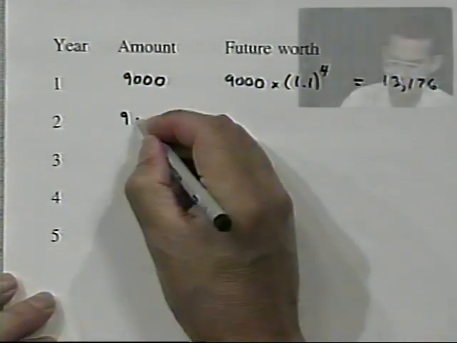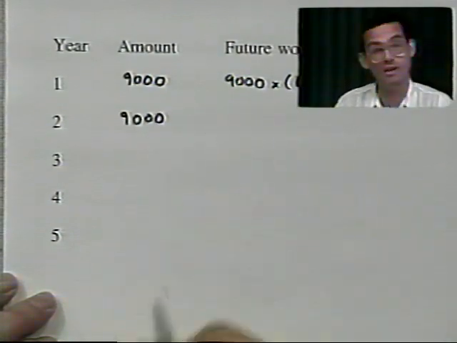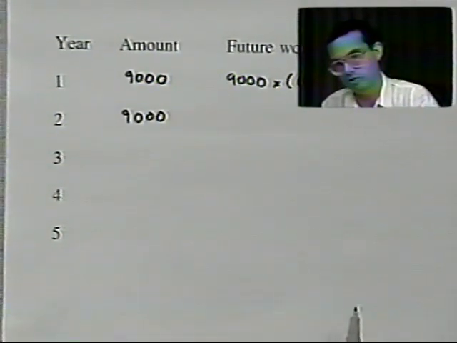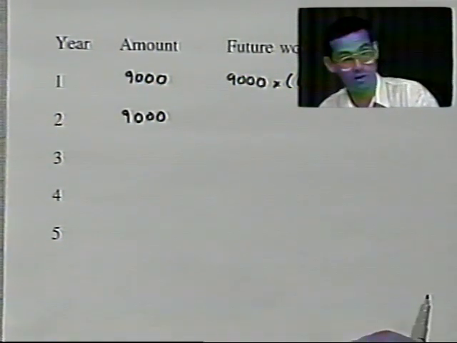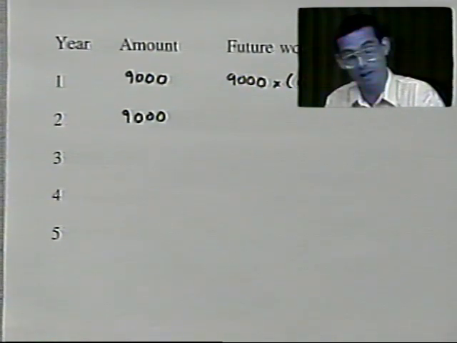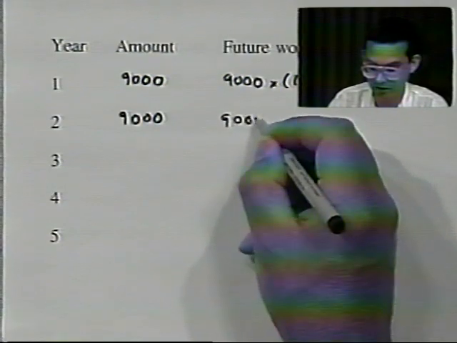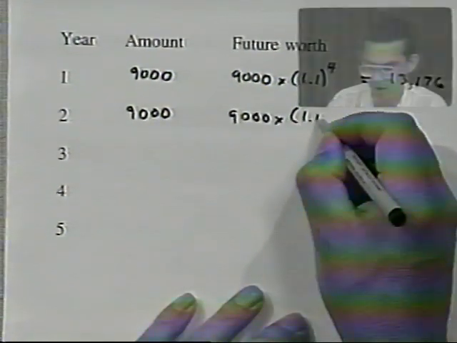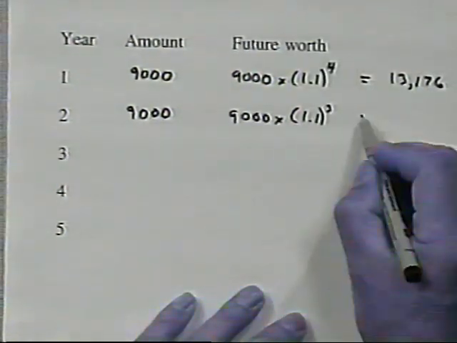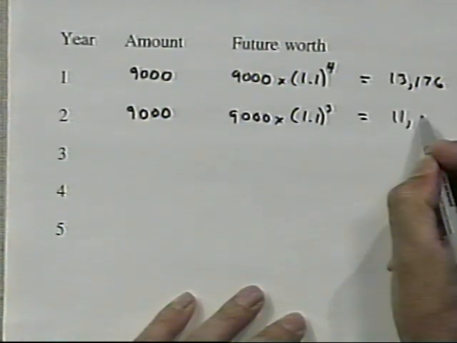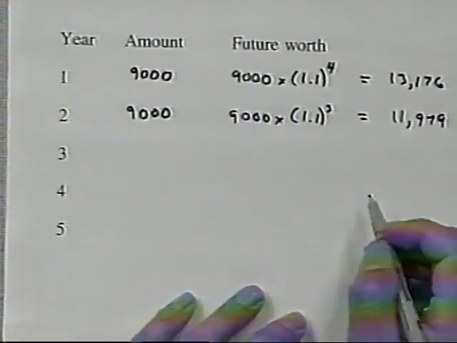If we put aside the same $9,000 at the end of the second year, well, it's going to accumulate interest for only 3 years, not the 4 years. And the amount it's going to accumulate at the end of the 5 years is going to be less. It's going to be $9,000 times 1.1 cubed. And that works out to be $11,979. I think you can understand the logic here.